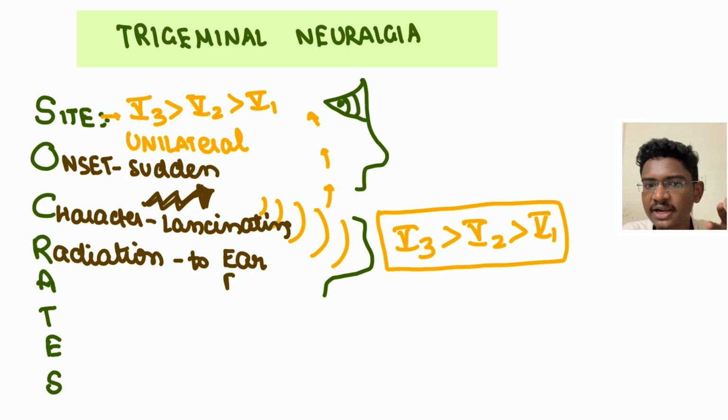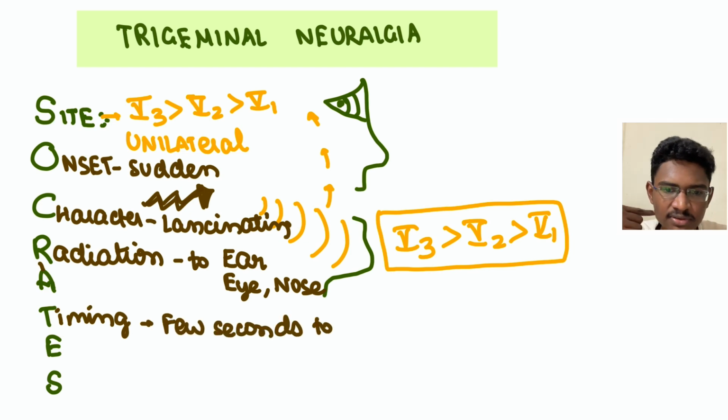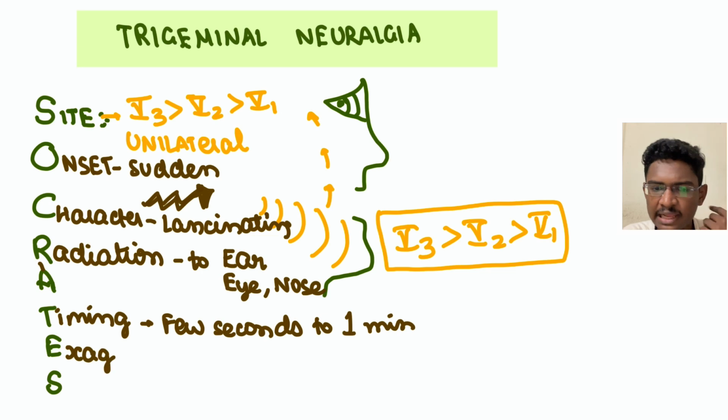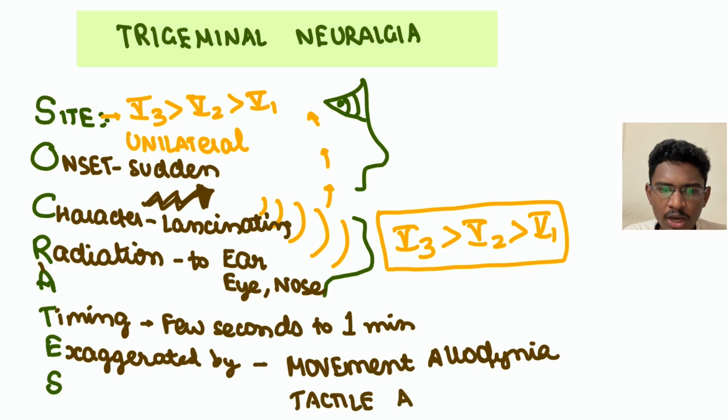It will be like current coming here. A few seconds, sudden onset, lancinating, like being stabbed with a knife. That kind of pain, lasting for a few seconds to minutes. Next, triggering: exaggerated by movement, allodynia or tactile allodynia. What is the meaning of this?